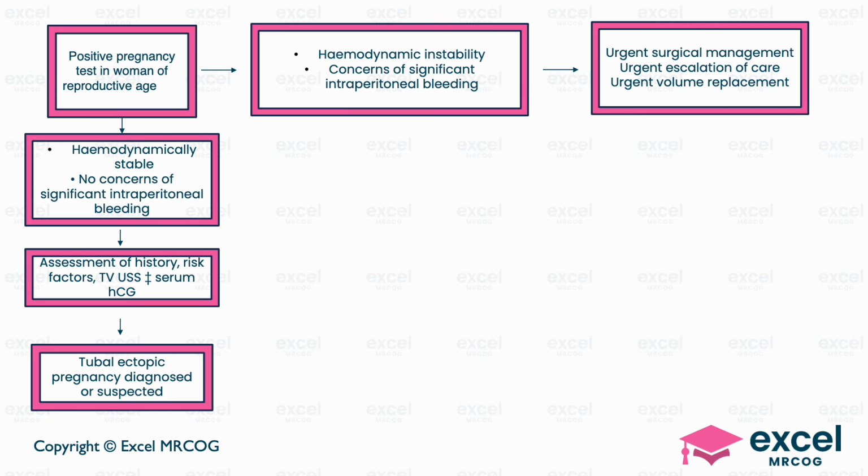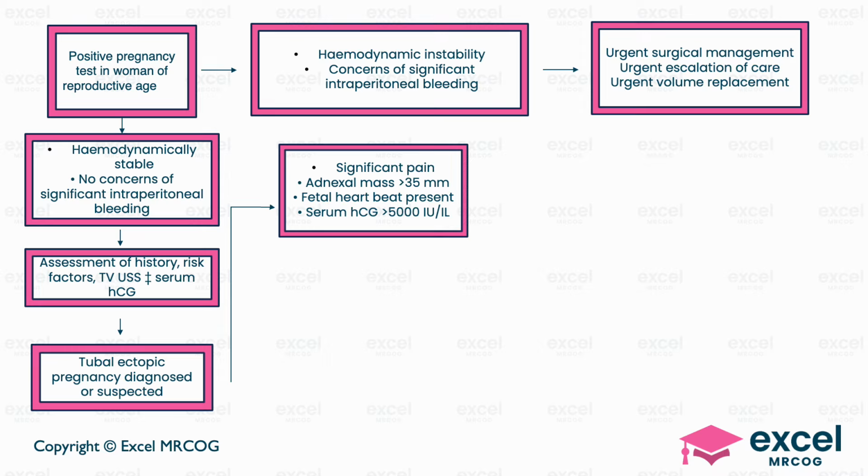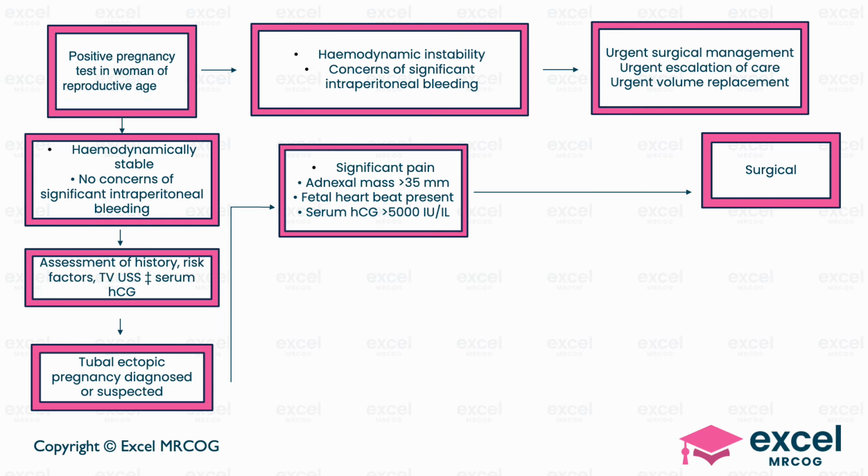After this, what we need to do is establish if the patient has significant pain, if the mass is more than 3.5 centimeter or 35 millimeter, if the fetal heartbeat is present, serum beta HCG is more than 5,000. If any of these signs are present, then we need to consider a surgical management, straightforward, because this appears to be advanced ectopic pregnancy and may not respond to medical methods.